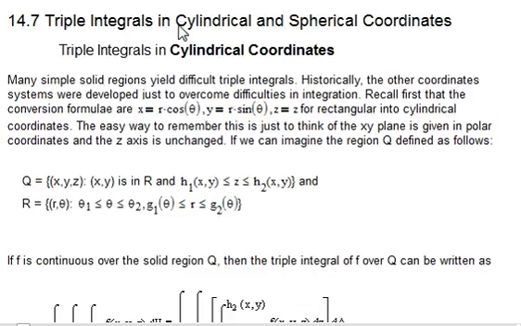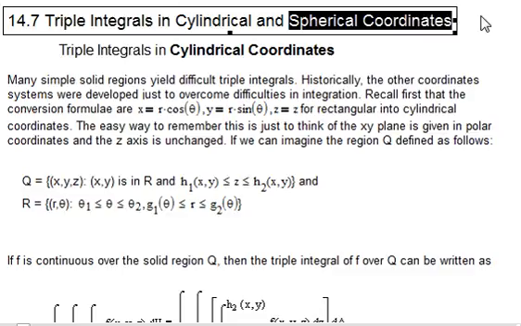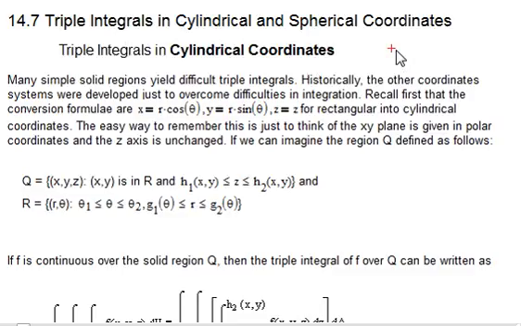Well, triple integrals can happen in cylindrical as well as spherical coordinates. And if we're in cylindrical coordinates, what we have to remember is that the xy plane could be thought of as the r theta plane, where x is r cosine theta and y is r sine theta. I'm sure you recall that. And z is just z. So it's kind of like polar coordinates with the z-axis through the pole.